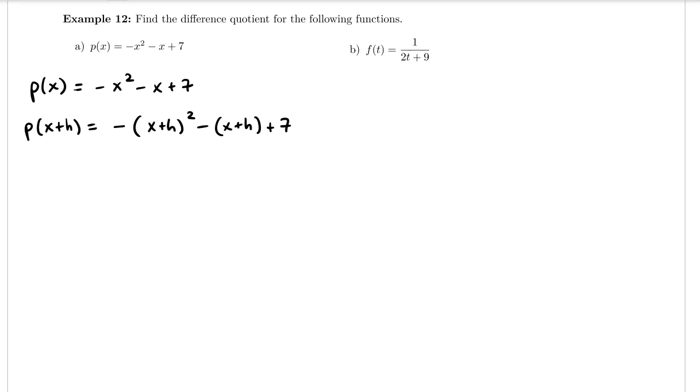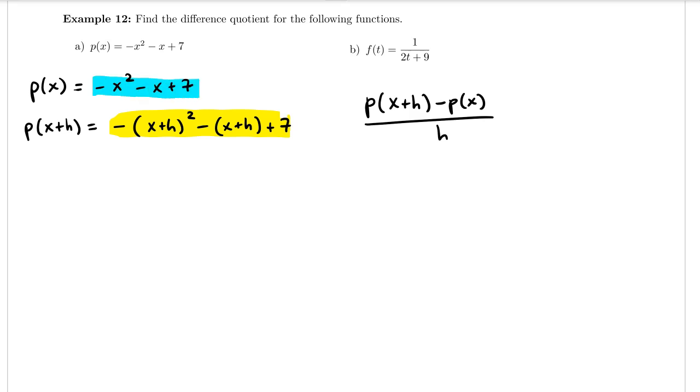Let's go ahead and write the formula for the difference quotient here. We have p of x plus h minus p of x all over h. So here we have p of x plus h, and here we have p of x.